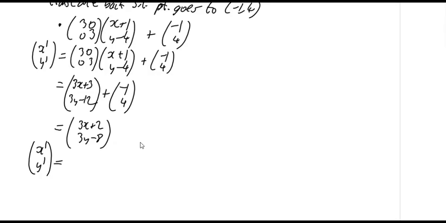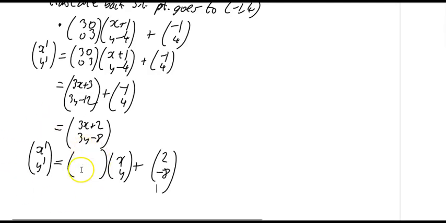Remember, we want to just write this as some matrix times xy, and then plus some other column vector. So the column vector is the easy bit to see. That's just going to be 2, -8, and the matrix is the enlargement matrix that we had at the start. So it's 3, 0, 0, 3, and that's it done. So in this one, you can see that is equivalent to enlarging scale factor 3, center of enlargement the origin, and then translating by 2, -8.